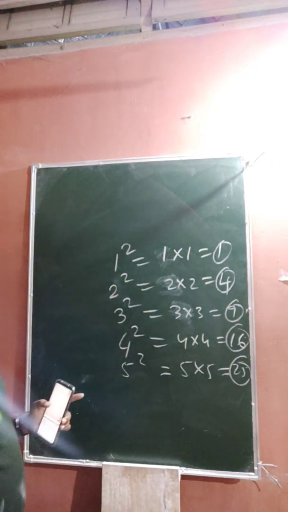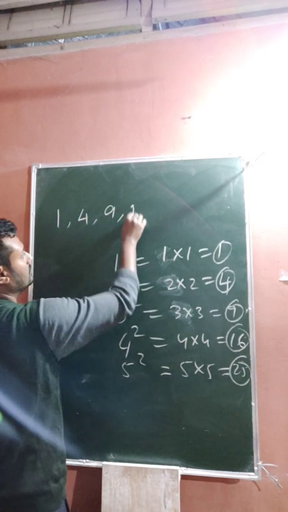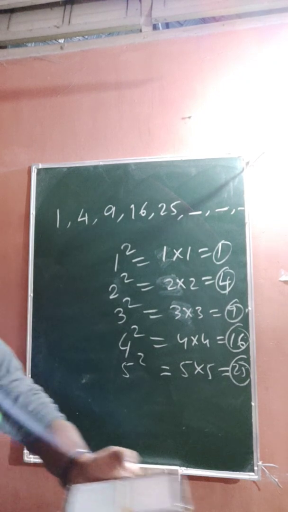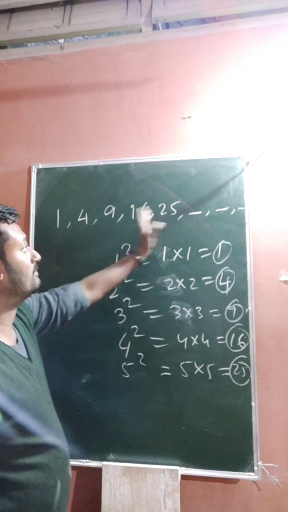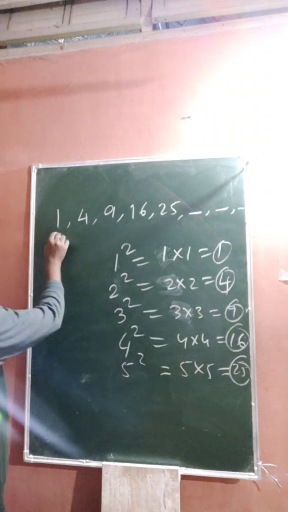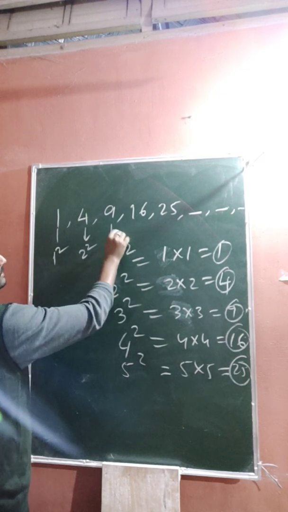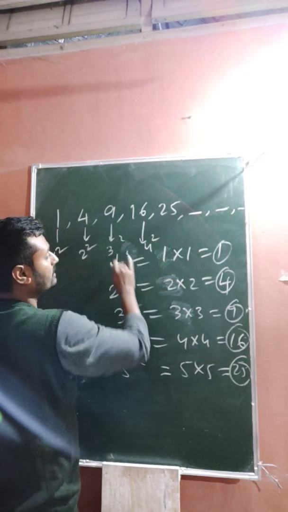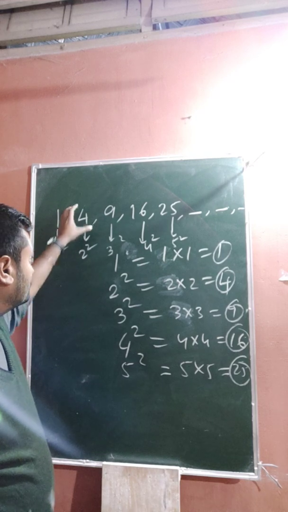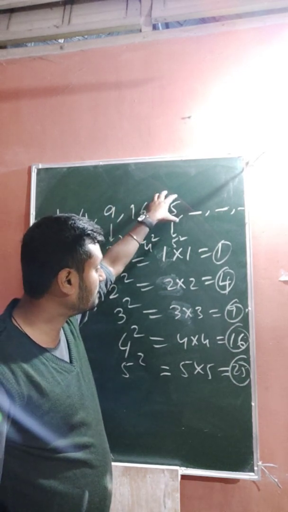are known as square numbers. Suppose a sequence is given to you: 1, 4, 9, 16, 25, and you have to find the next 3 numbers. By seeing these numbers, you must get an idea that 1 is 1 square, this 4 is 2 square, this 9 is 3 square, 16 is 4 square, and 25 is 5 square. So the first number is the square of 1, the second is the square of 2, the third is the square of 3, the fourth is the square of 4, and the fifth is the square of 5.